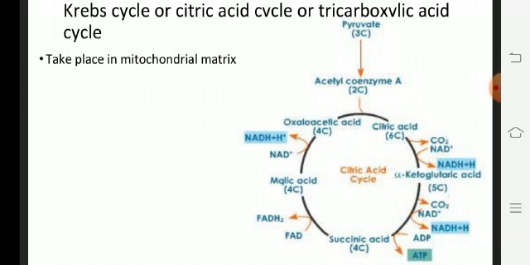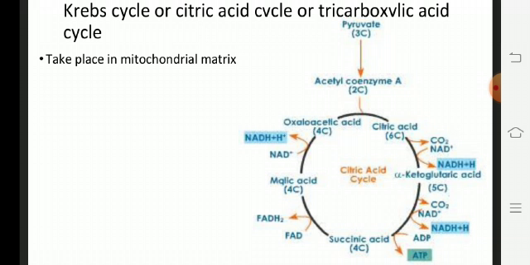This acetyl coenzyme A, a 2 carbon compound, combines with the oxaloacetic acid. Here there will be a removal of coenzyme A and the addition of water in the presence of the enzyme citrate synthetase. This will be the formation of citric acid, containing 6 carbon atoms.